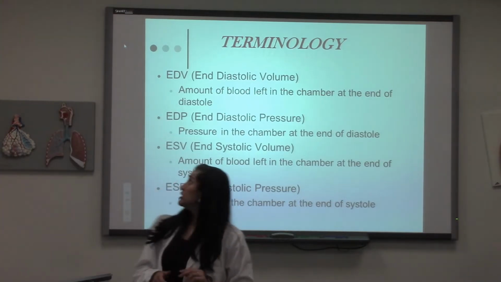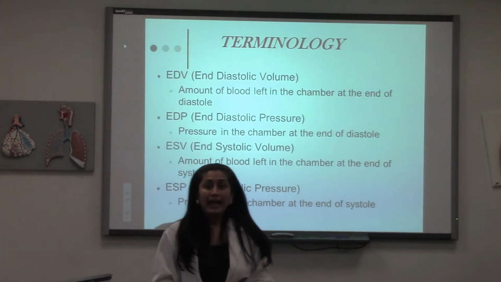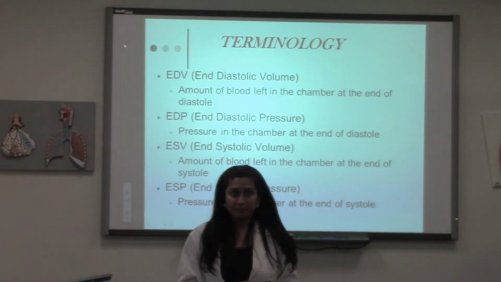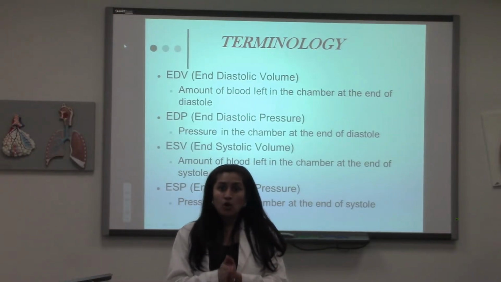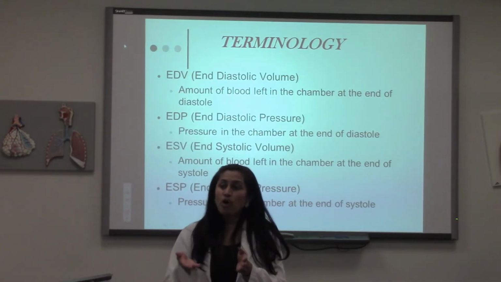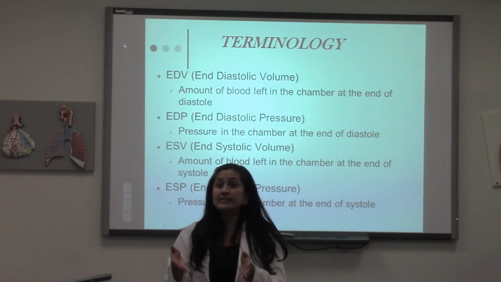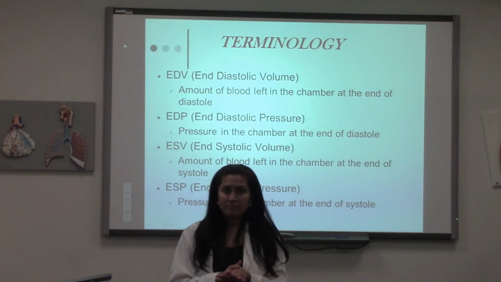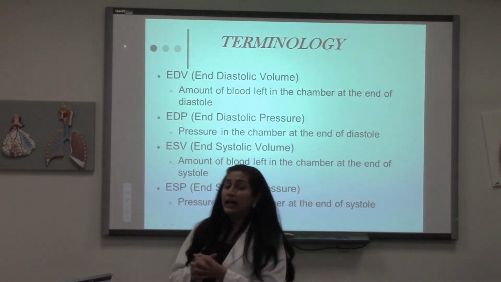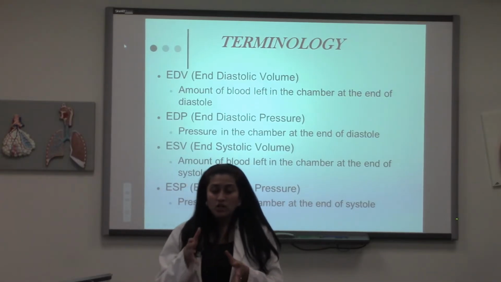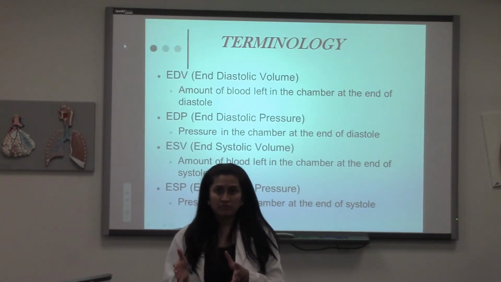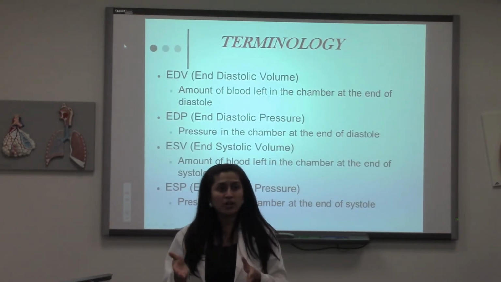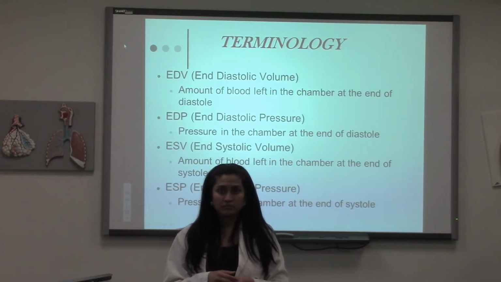Okay. More terminology. EDV, end diastolic volume. What does EDV mean? When diastole has completed, what is the amount of blood in that chamber? So at the end of diastole, what is the volume of blood in that chamber? That's your end diastolic volume. Next one is end diastolic pressure. So when your diastole has completed, what is the pressure in that chamber? Good?